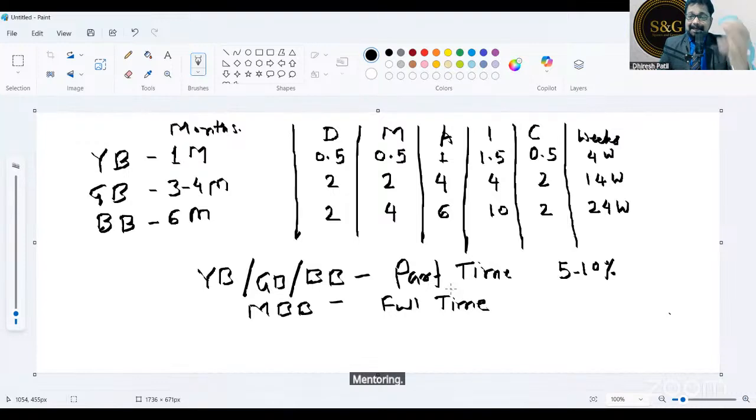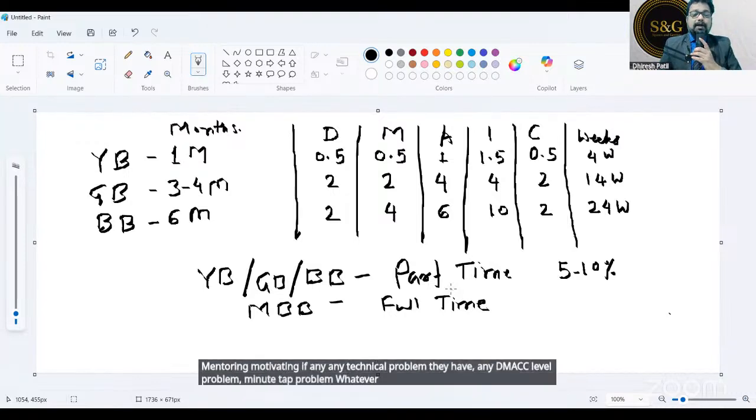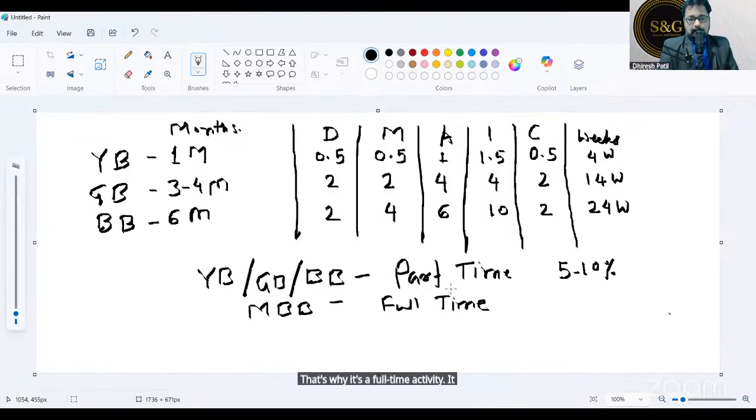If they have any technical problem, any DMAIC level problem, Minitab problem, whatever challenges they have, the master black belt's role is to eliminate those challenges and drive this entire culture in the organization. That's why it's a full-time activity. It cannot be done part-time. But the rest of the project driving activities are done part-time. Are you clear with this?